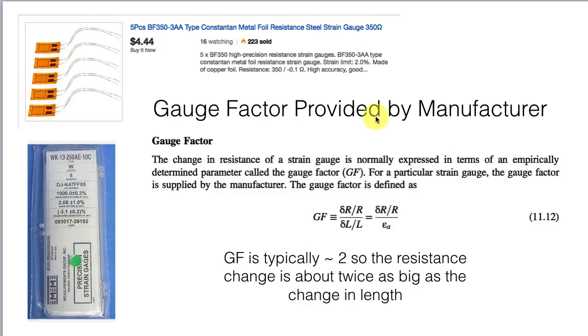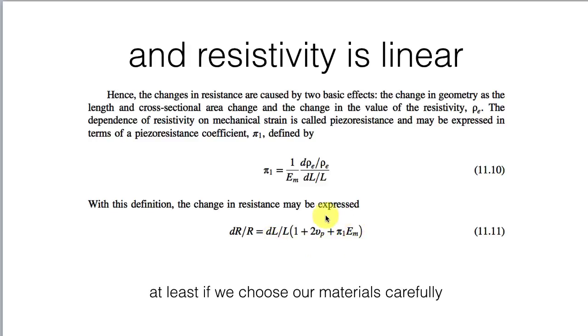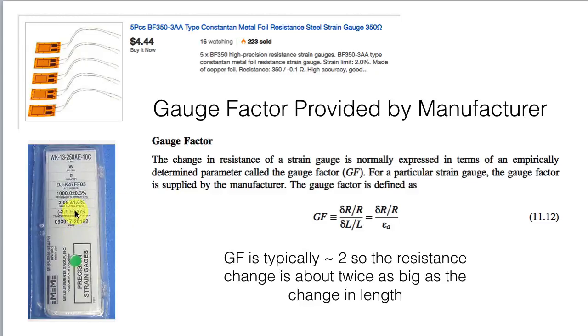Now, when we get a gauge, we're going to need to know how this particular gauge changes with changes in length. And that's going to come down to the gauge factor, and that's going to be provided by the manufacturer. And that gauge factor is actually this collection of stuff in here: 1 plus twice the Poisson's ratio plus this resistivity effect. But we're going to get that information off the package that we get from the manufacturer. And it's always going to be a value about 2. So that the resistance change is going to be about twice as big as the change in length.